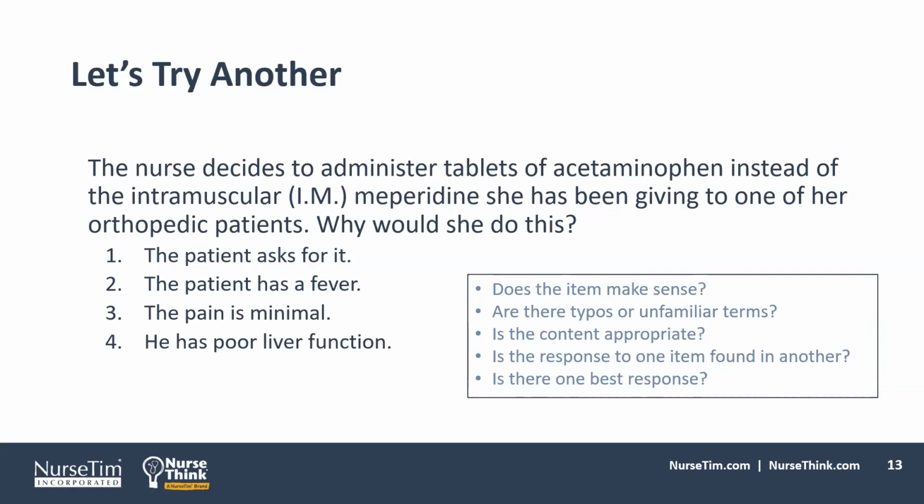So here's another one. Nurse decides to administer tablets of acetaminophen instead of intramuscular meperidine. She's been given to one of her orthopedic patients. Why would she do this? Okay. Question again, does the item make sense? Is there anything confusing to it? Are there typos or unfamiliar terms? Is the content appropriate? Is the response to one item found in another? Is there one best response? I'm going to give you a second to reflect on this because I want you to read it and really think deeply about how you would validate this question for validity.